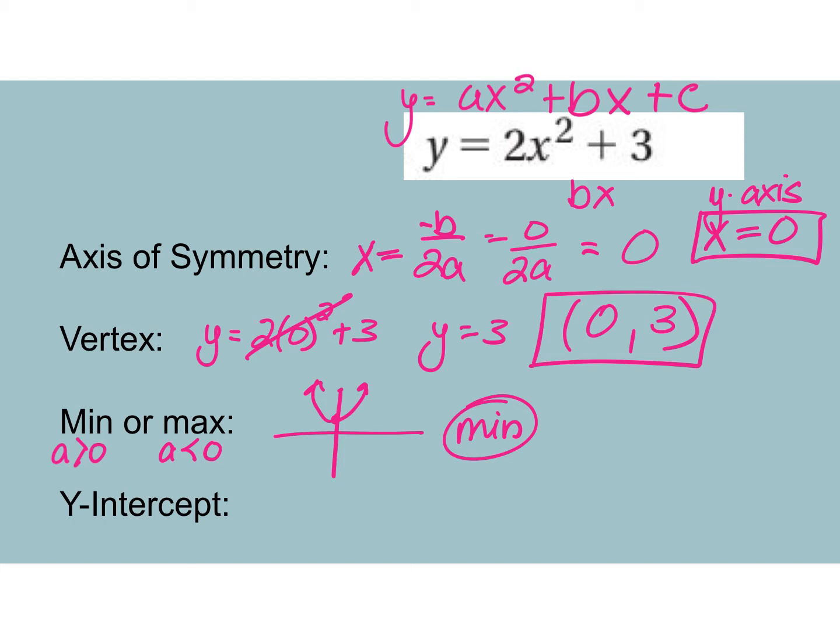And when we talk about the y-intercept, it's where x is always 0. And if you notice, we already have that here. So that means the y-intercept is at 0, 3. Now, I want to talk about the minimum means that the graph is opening up, right? So there's like a floor here.